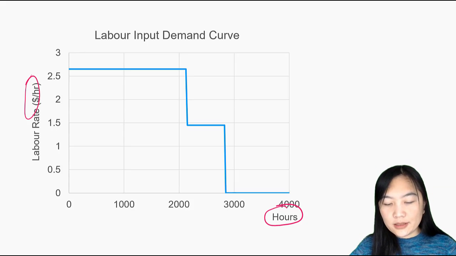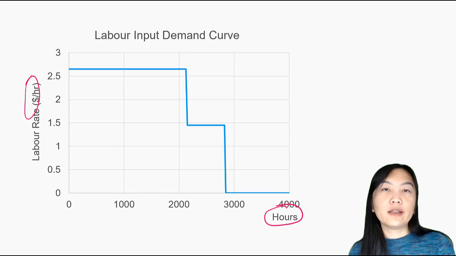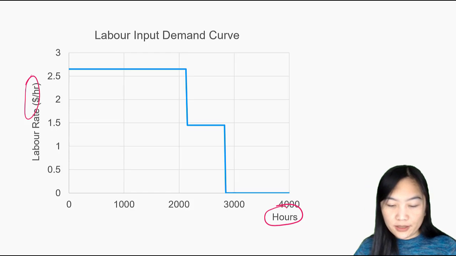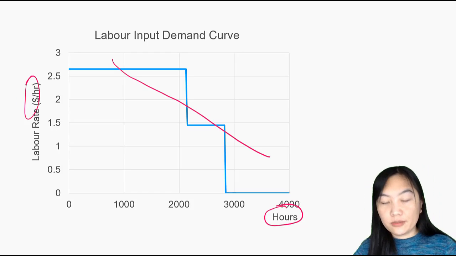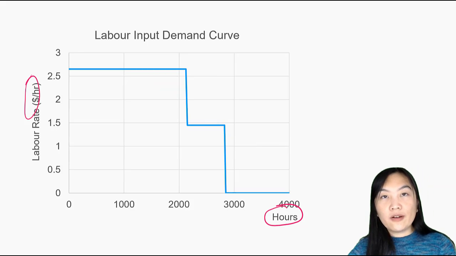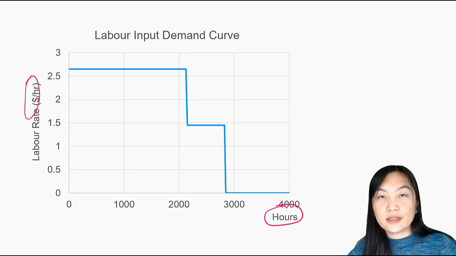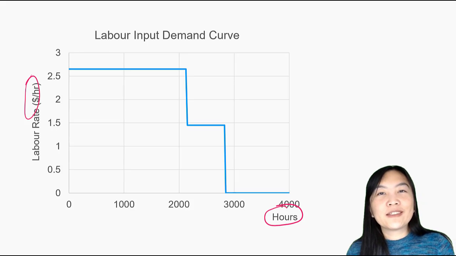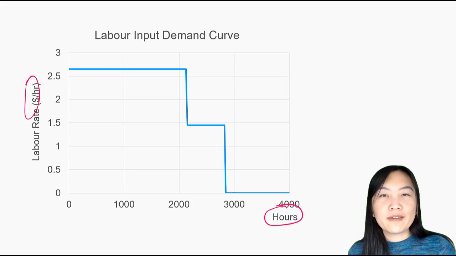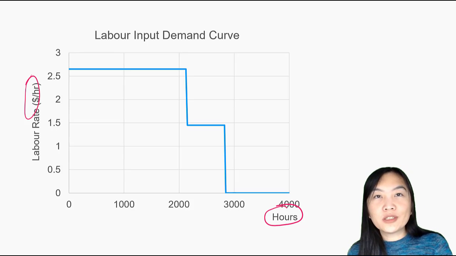Again, this is not a smooth curve. However, it does have the shape that a demand function is supposed to have, which is downward sloping. So it's not smooth. However, sometimes in the real world, your demand function is actually a shape like this. So this is how we can get the input demand and the output supply functions from the sensitivity analysis report.